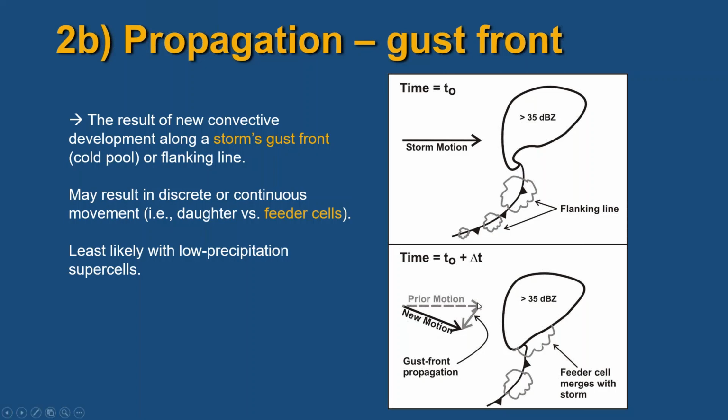So you have the prior motion and then new motion because of this back building along the gust front, or it could be forward building. In some cases, these storms actually become the new supercell, so they are called daughter cells, and that's a terminology that came out of a lot of the work in the 1980s and even 70s with some field projects. This type of propagation is least likely with low precipitation supercells because they do not have that much precipitation to create a strong cold pool, hence gust front.